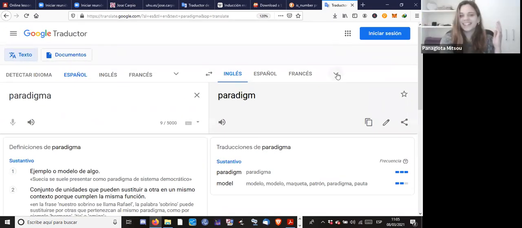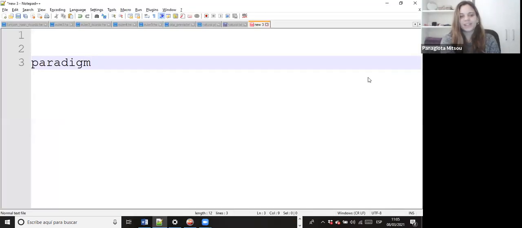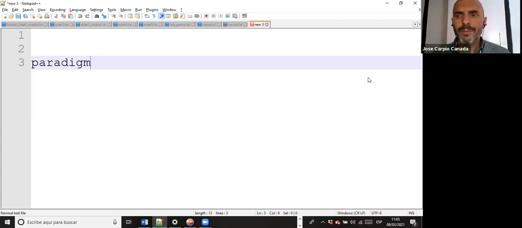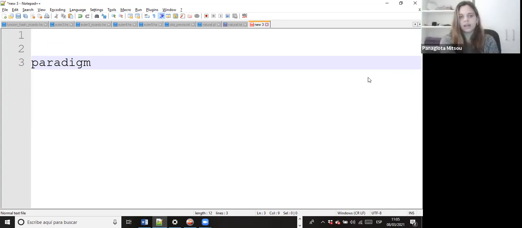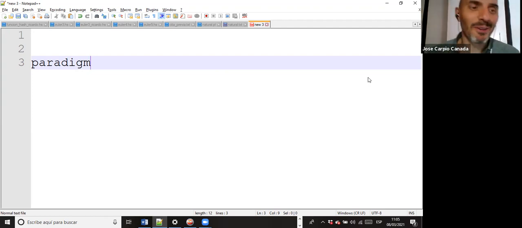I don't know if it's correct, but it reminds me of the Greek word paradigma, which means example. Do you know what it means or not? I think it means example. Okay, let's start with the examples. Okay, perfect. For me, paradigm is like a new vision or a different vision of something.